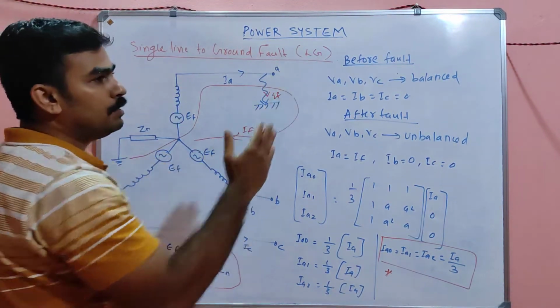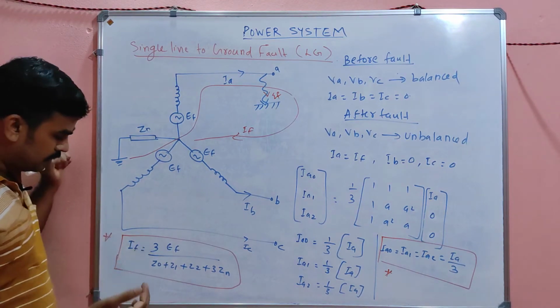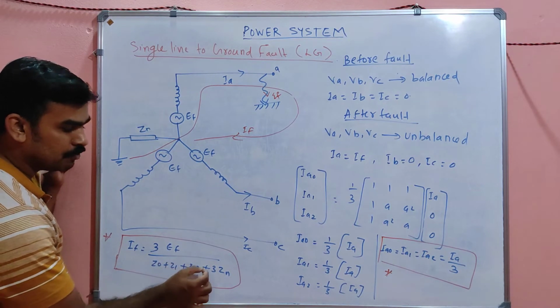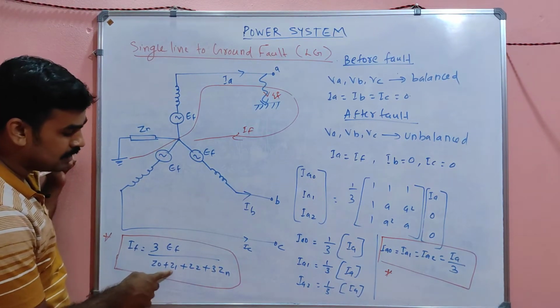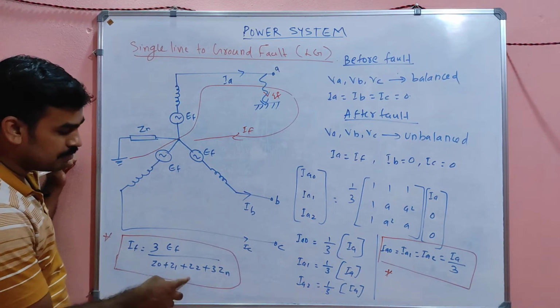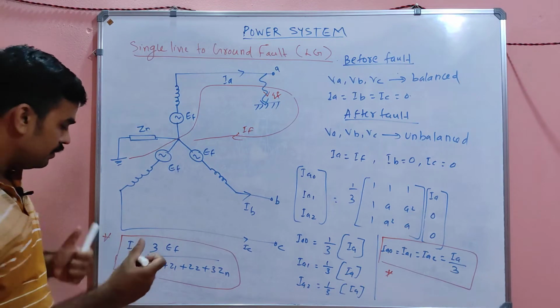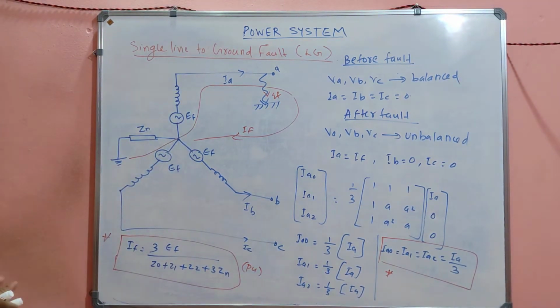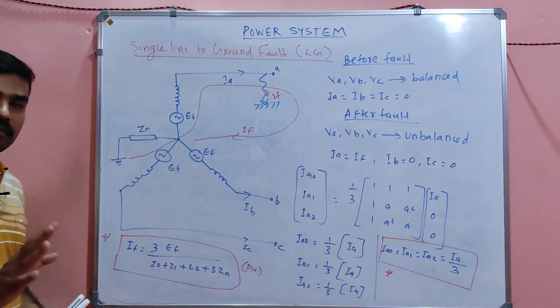So the fault current IF, that is our aim. Whenever there is a single line to ground fault, what will be the fault current? IF will be equal to 3 times EF divided by Z0 plus Z1 plus Z2 plus 3 Zn, where Z0 is the zero sequence impedance, Z1 the positive sequence impedance, Z2 the negative sequence impedance, and Zn the neutral impedance. And this will normally be in per unit quantity.